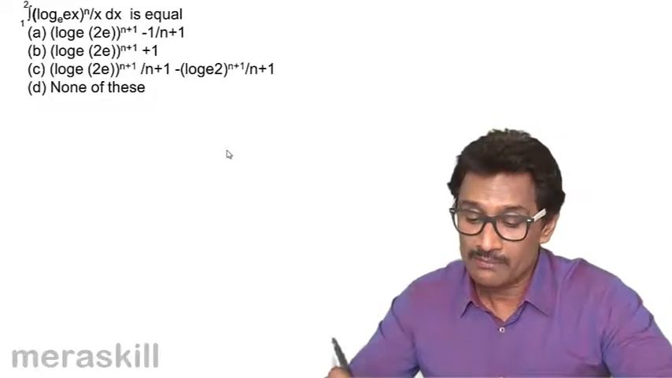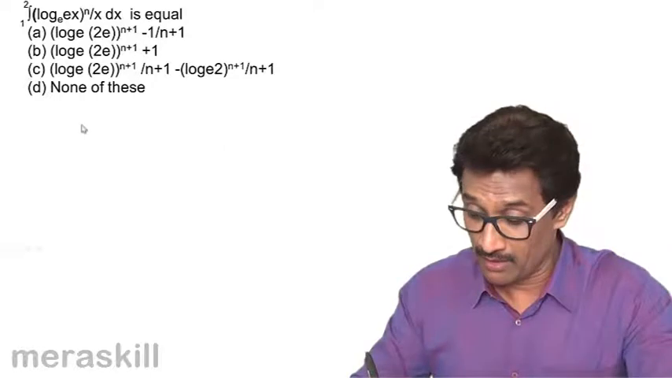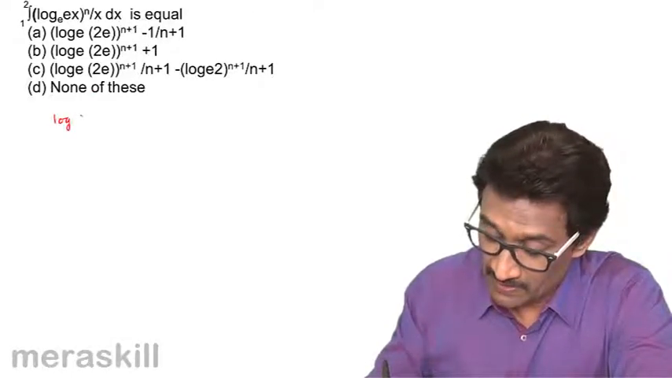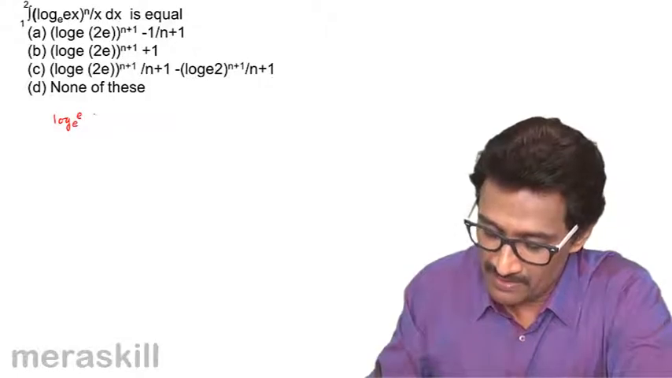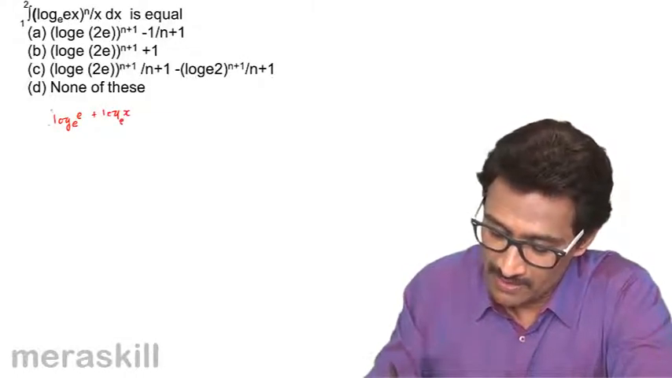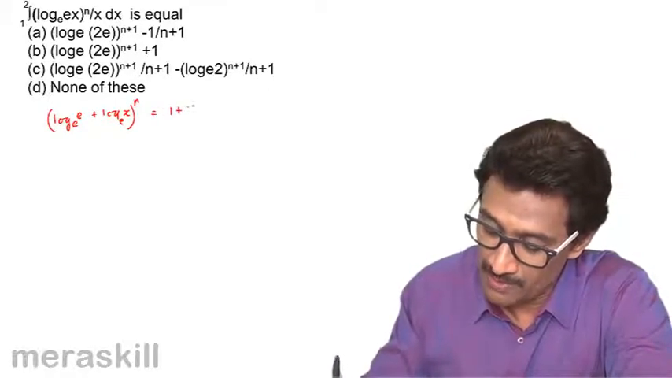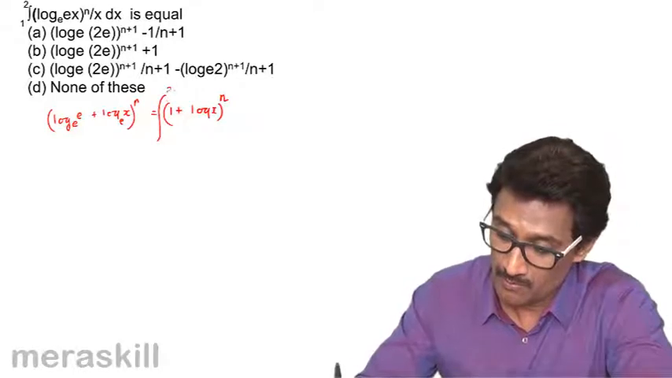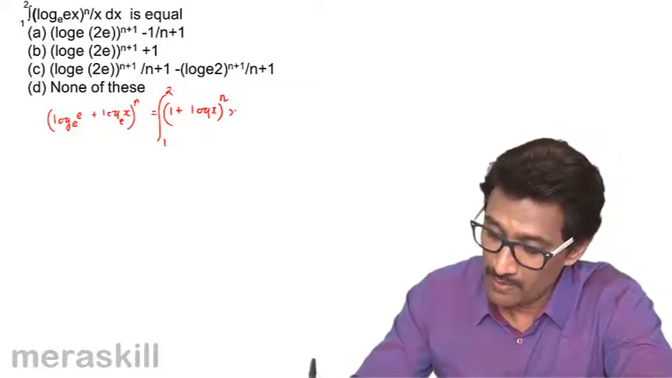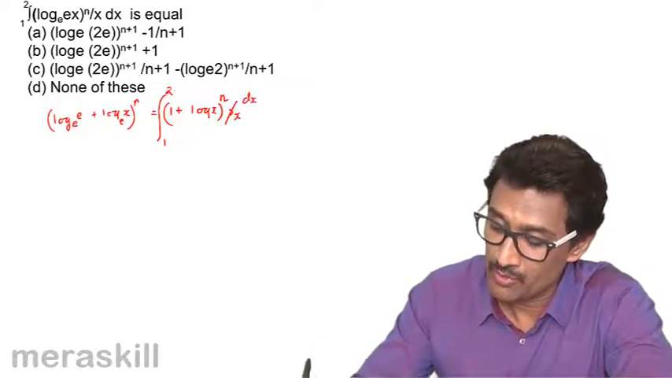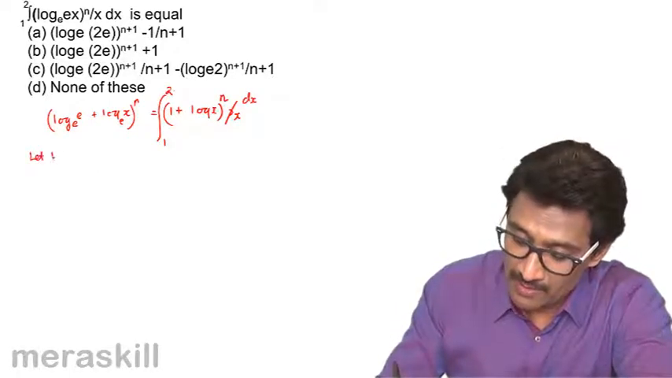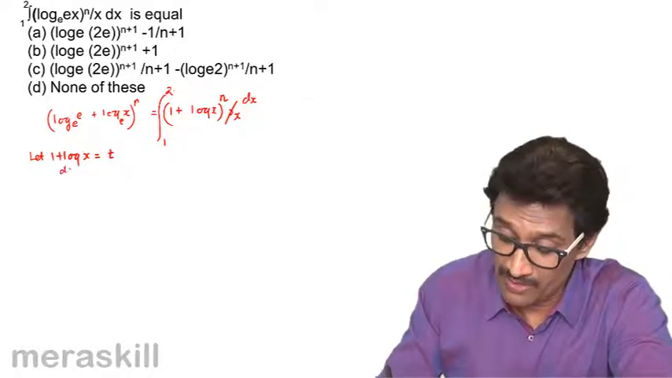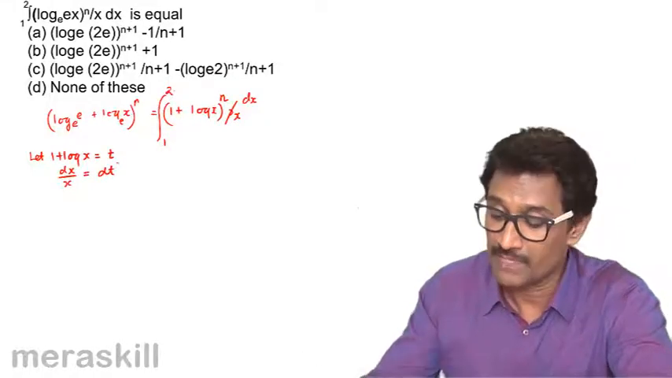Okay. Now we have something over here, (log ex) raised to n upon x. So let's simplify this. Ex raised to n is nothing but (log e to the base e plus log x to the base e) the whole raised to n, which is nothing but (1 plus log x) the whole raised to n. So it's eventually 1 upon x into dx. So we can take, let 1 plus log x be equal to t. Therefore if you take the derivative, we get dx by x is equal to dt.